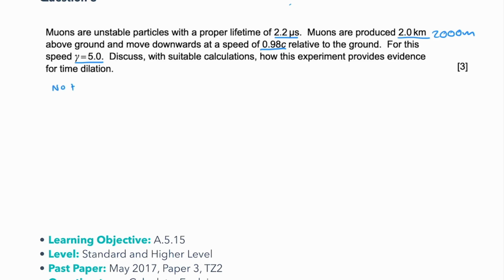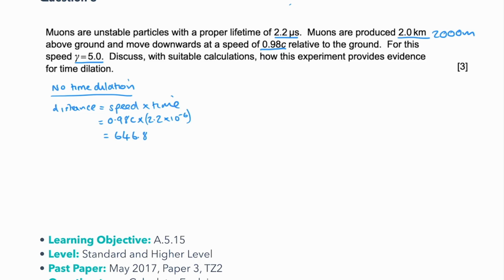Okay, so with no time dilation, the distance they travel equals speed times time, which is 0.98 c times 2.2 times 10 to the minus 6 seconds. And that gives us a distance of 646.8 meters. So without time dilation, that's how far they'll travel.